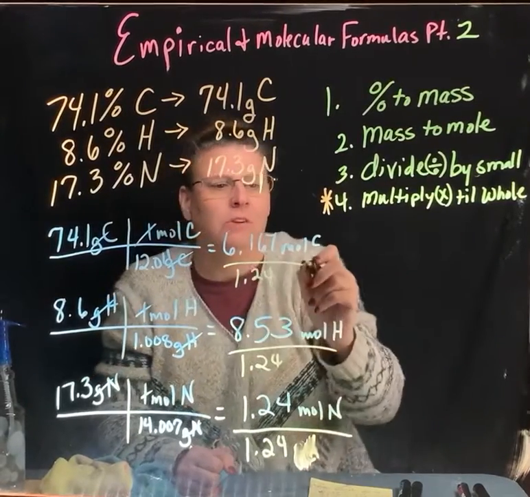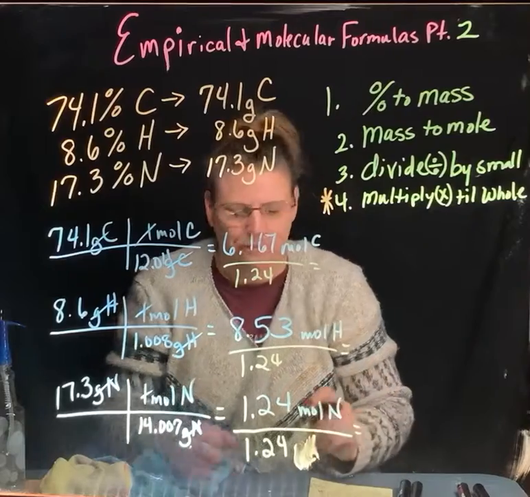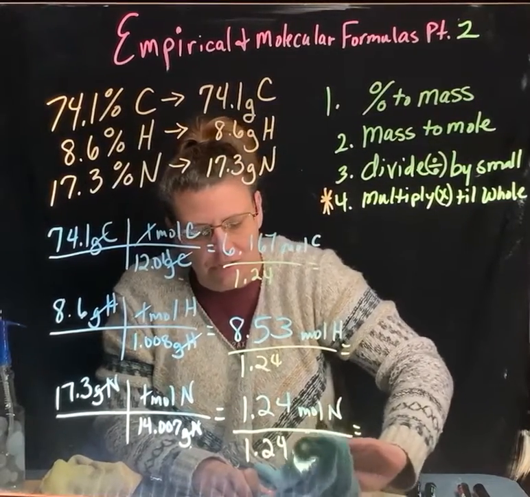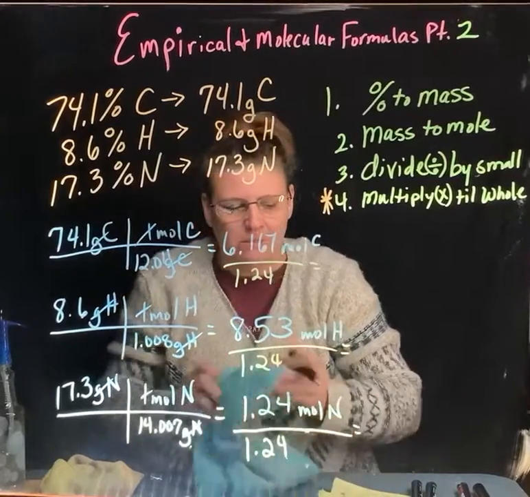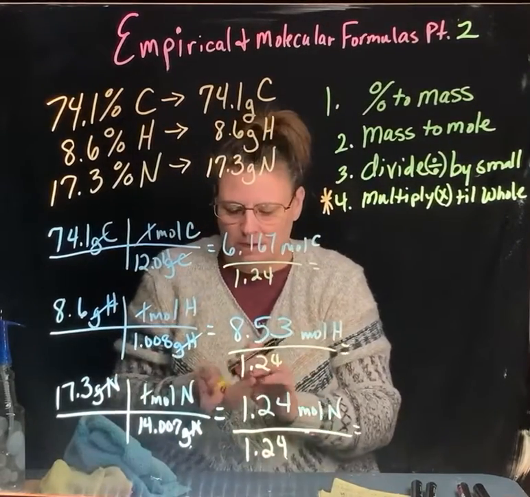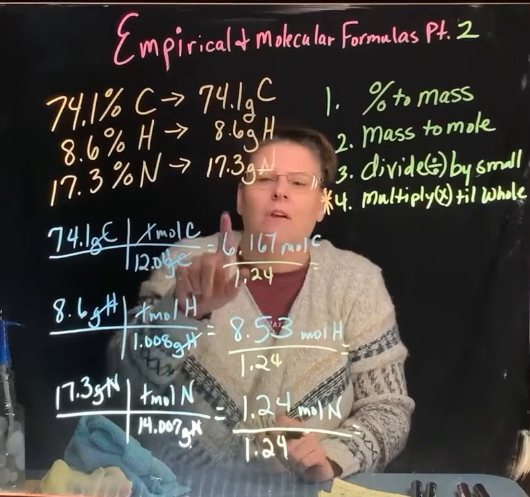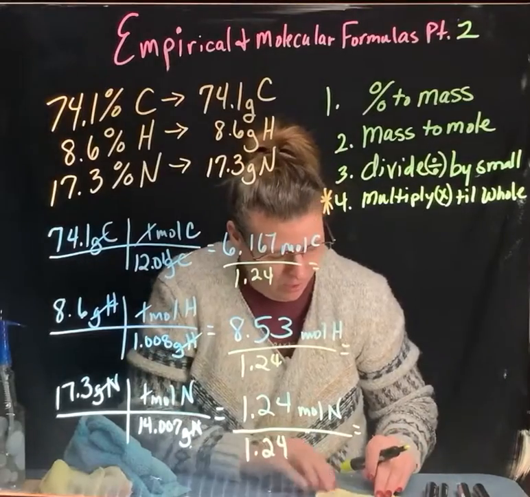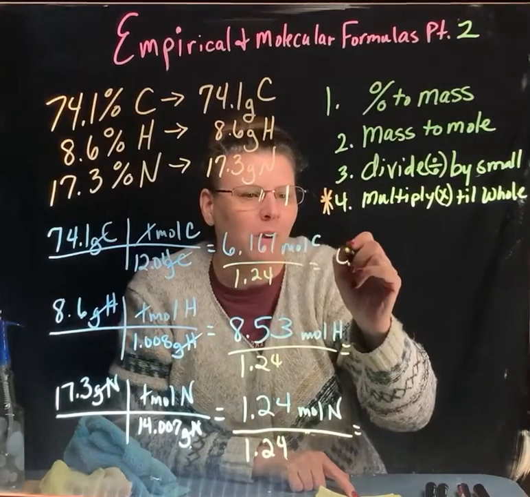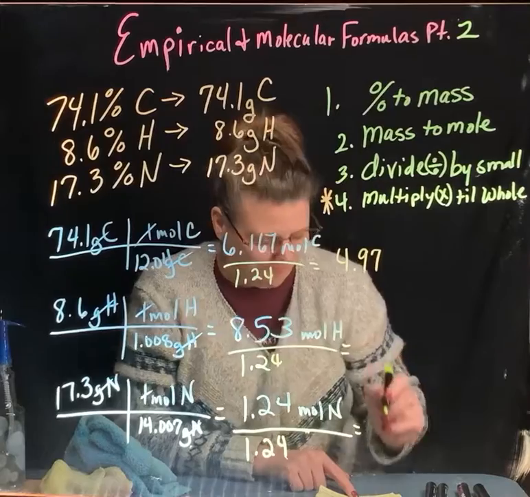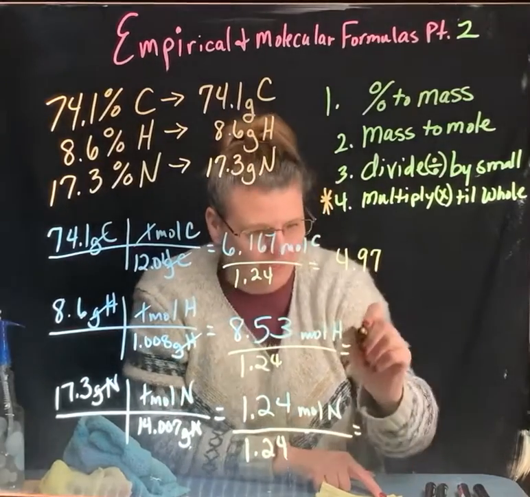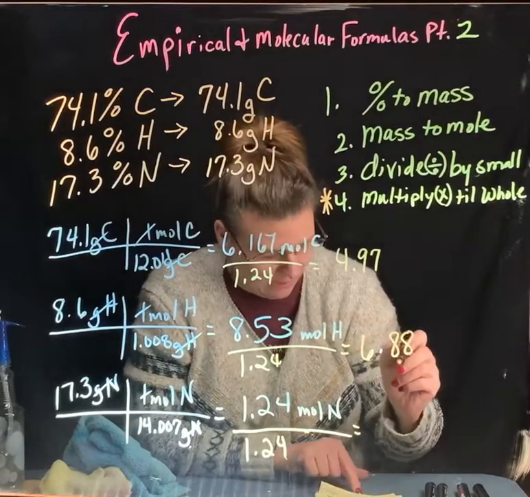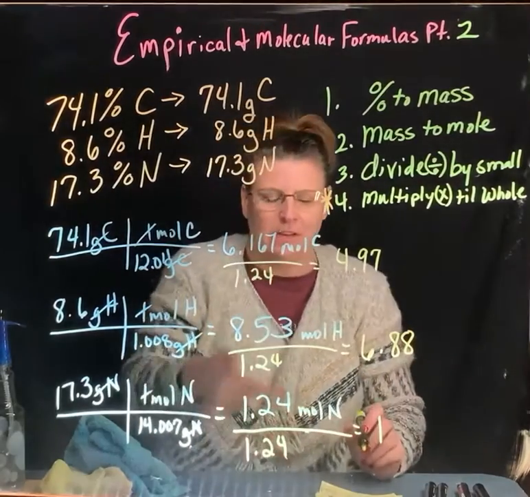1.24. Okay, so when you do the math on this one, it's very easy to get lost in here if you're not paying attention. So just sing that little song in your head: percent to mass, mass to mole, divide by small, and then if you have to, multiply to a whole. Okay, so 6.167 divided by 1.24 gives you 4.97. And here you get 6.88. And the last one, of course, is 1, because anything divided by itself is 1.